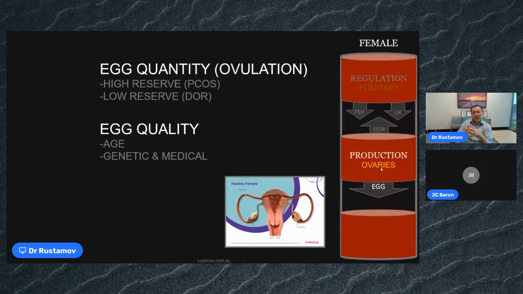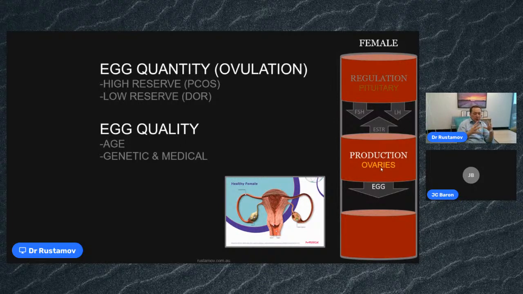Also, having low ovarian reserve or diminished ovarian reserve can cause anovulation, which means they are simply running out of stock of eggs, and it can cause irregular ovulation, which will result in irregular periods.